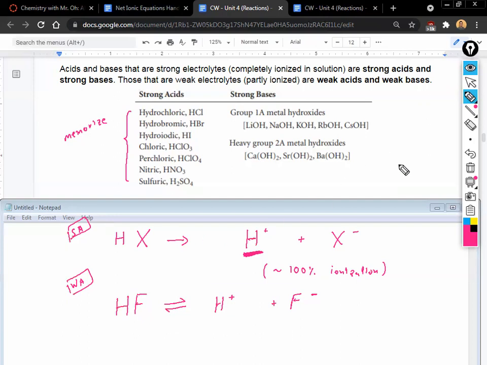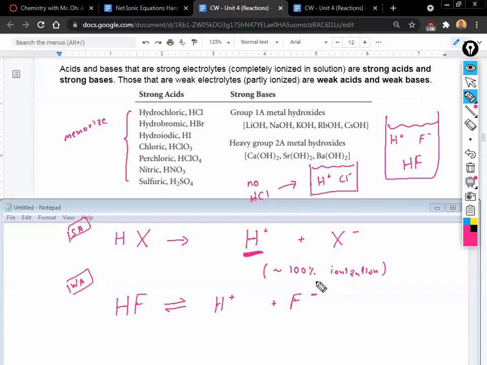Okay. So if I had an aqueous solution of HF, I would have some H plus ions, I would have some F minus ions, but I would also have a bunch of HF molecules still floating around. In contrast, if we have a strong acid like HCl, I would just have H plus and Cl minus in there. There's no HCl in there, because everything breaks down. And that's the difference between a strong and a weak acid.